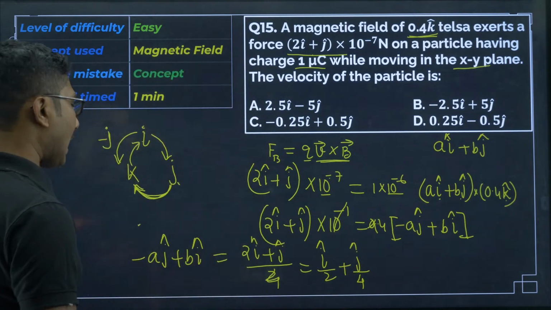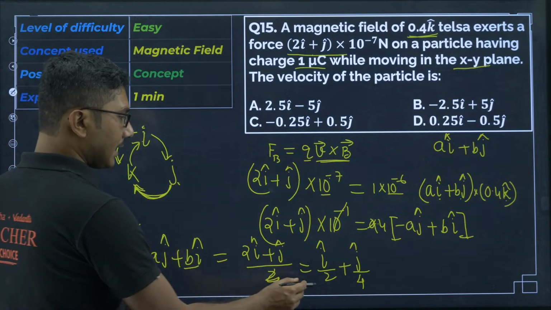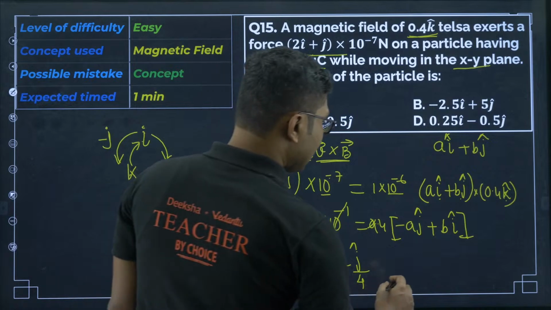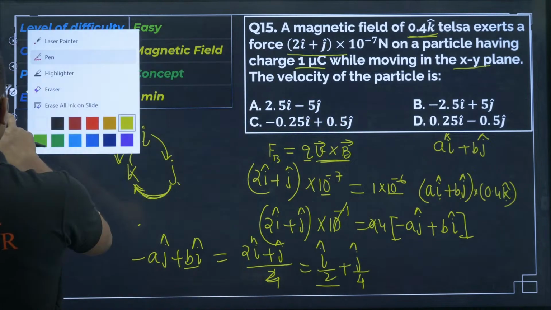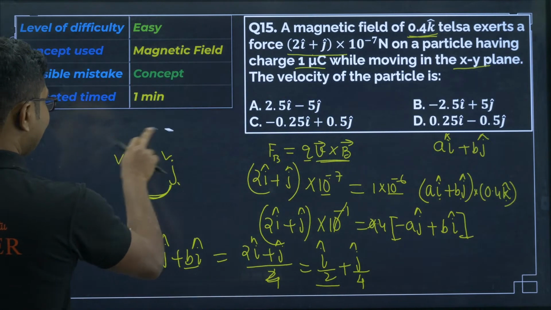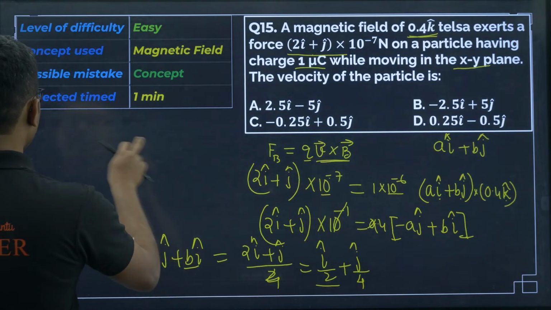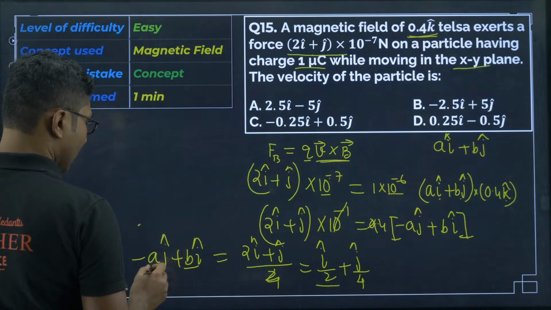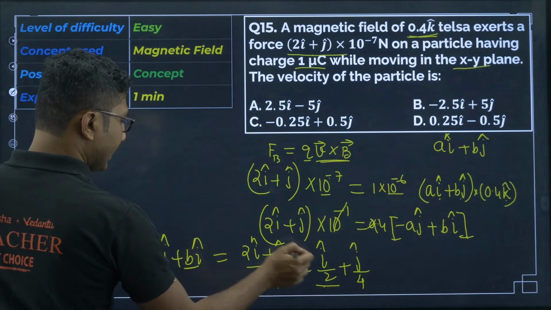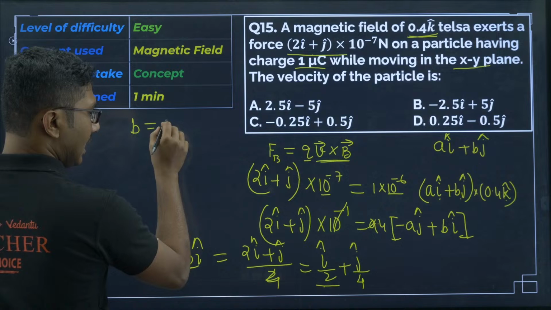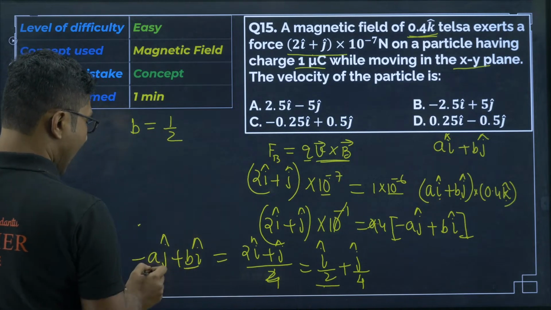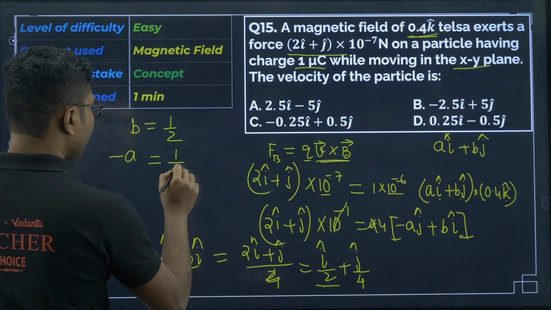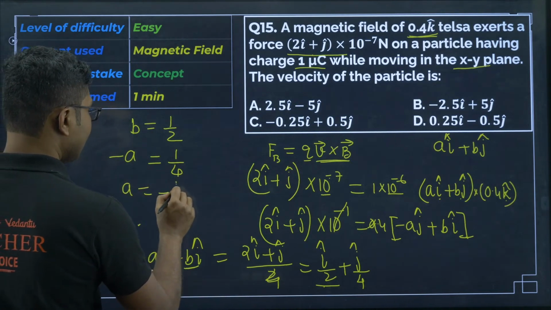Now if you compare i cap with i cap, you get B equals to, slightly longer question, but just a methodical question you have to practice. So first i cap is compared to B. B is basically half and minus A is 1 by 4. So A is minus 1 by 4.